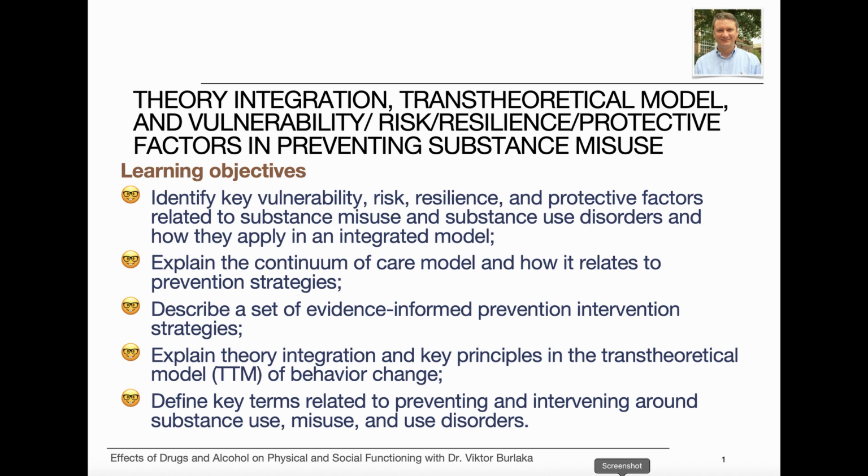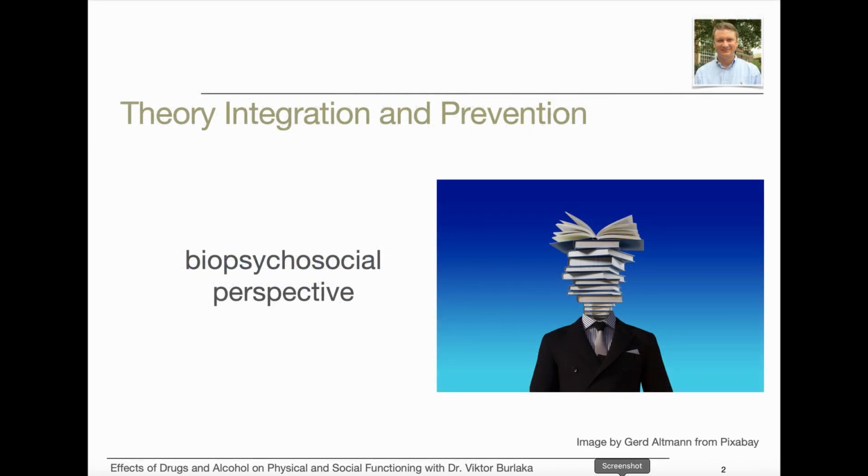And finally, you will be able to define key terms related to prevention and intervention in substance use, misuse, and disorders. Let's talk about theory integration and prevention. The biopsychosocial perspective integrates multiple biological, psychological, and social context theories and models to address substance use, substance misuse, and substance use disorders. The vulnerability, resilience, risk, and protective factors framework also taps into the social work person and environment strengths perspective. This framework was derived from James Anthony's early work concerning the etiology of schizophrenia.